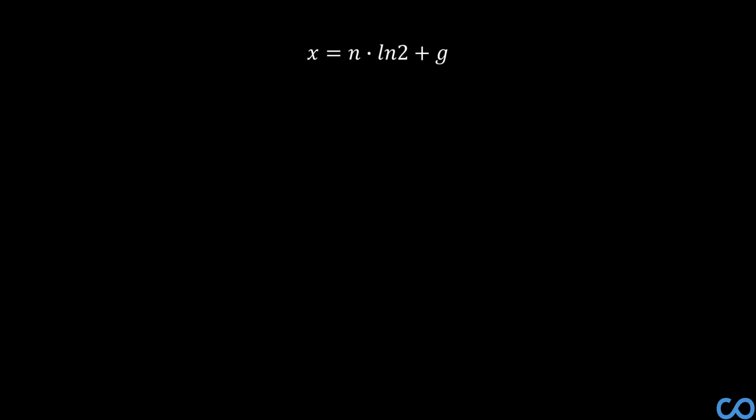Instead, let's use a mathematical trick and represent x as an integer number n of logarithms of 2 plus a remainder g. Then the exponent can be calculated as 2 to the power of n multiplied by e to the power of the remainder g. We are very good at multiplying a floating point number by a power of 2. To do this, you just need to add n to the exponent.